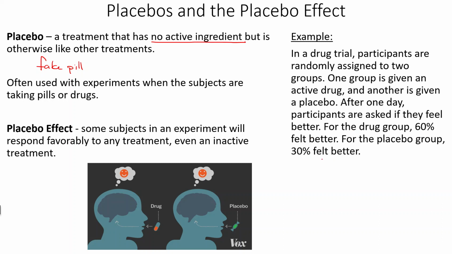So some people are going to feel better just on their own. Some people are going to feel better just because of the act of doing anything. This is why we always want to compare drug trials to a placebo, to see if that drug is actually having the effect or just the act of taking something is having the effect. In this case, 60% is a lot bigger than 30%, so it looks like the drug's probably helping. But if this was 30% and the drug group was 35%, or also 30%, then we'd say, you know what, this drug is just not working.